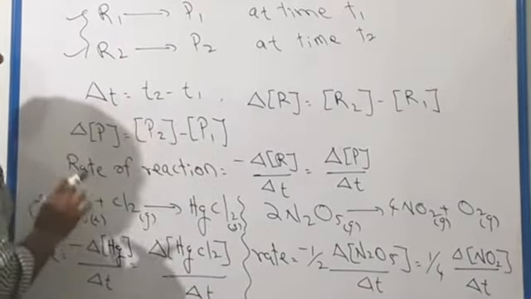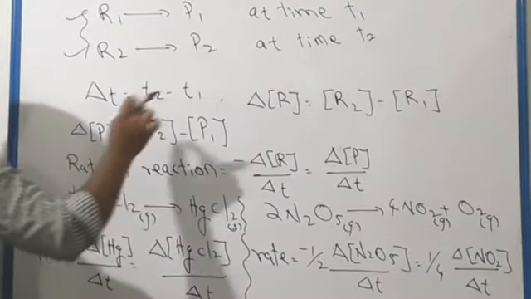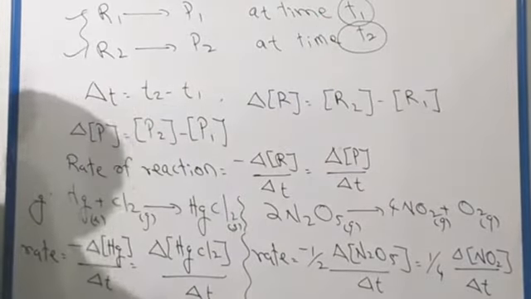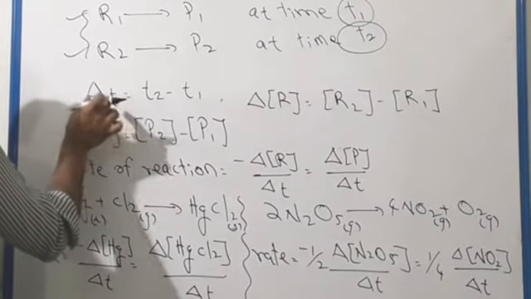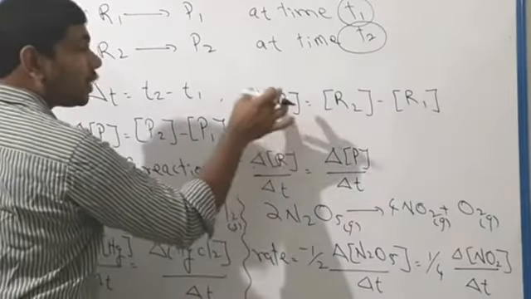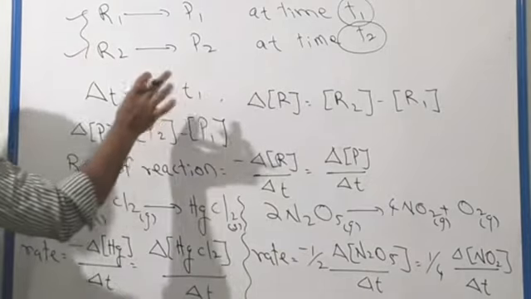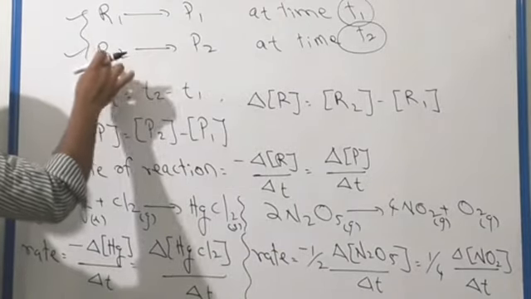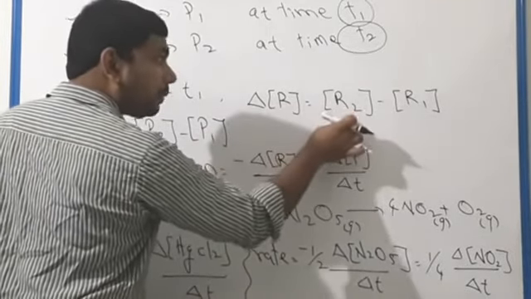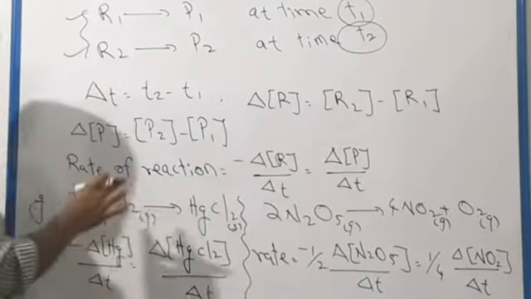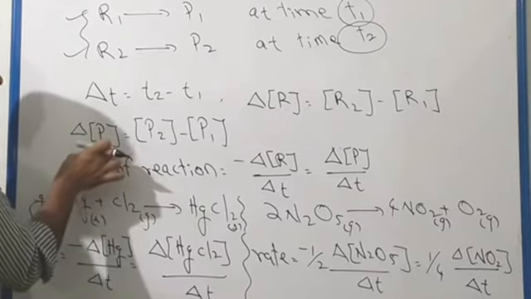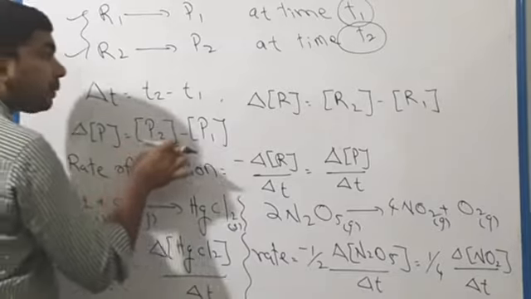From this equation we can say change in time. So here we have two times, time T1 and time T2. So change in time, delta T equal to T2 minus T1. Similarly we can say change in concentration of reactant. Initial concentration of reactant R1, final concentration of reactant R2. So change in concentration of reactant is R2 minus R1. Similarly, change in concentration of product, delta P, equal to P2 minus P1.